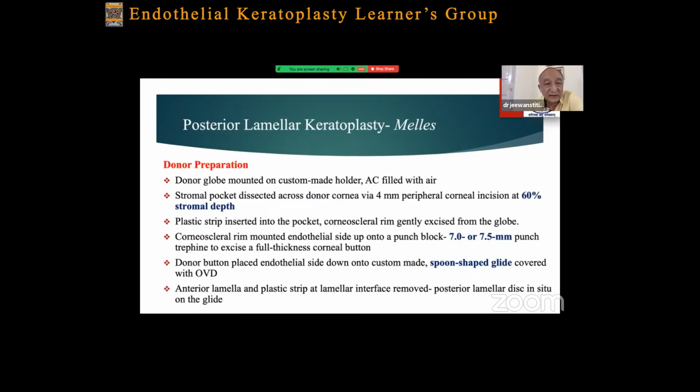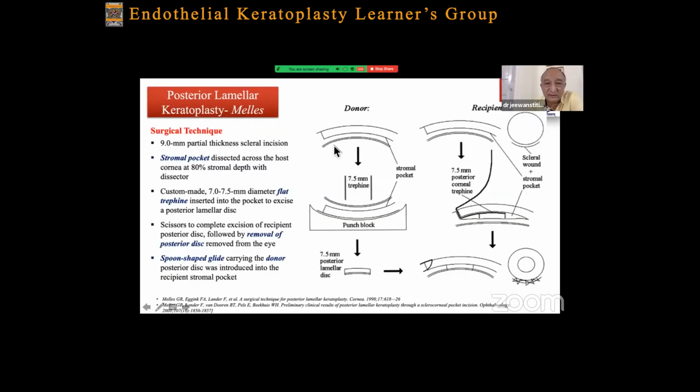In the Melles technique, the donor preparation was almost similar to what we do nowadays for routine manual dissection. In this technique, the donor full globe was taken because an artificial chamber was not used. He did a 60% dissection into the stroma, and then after the dissection he put a plastic sheet there and cut the corneoscleral rim on a Teflon block. He punched 7.5 to 8 millimeter, then subsequently removed the plastic sheet with the remaining anterior stromal tissue.